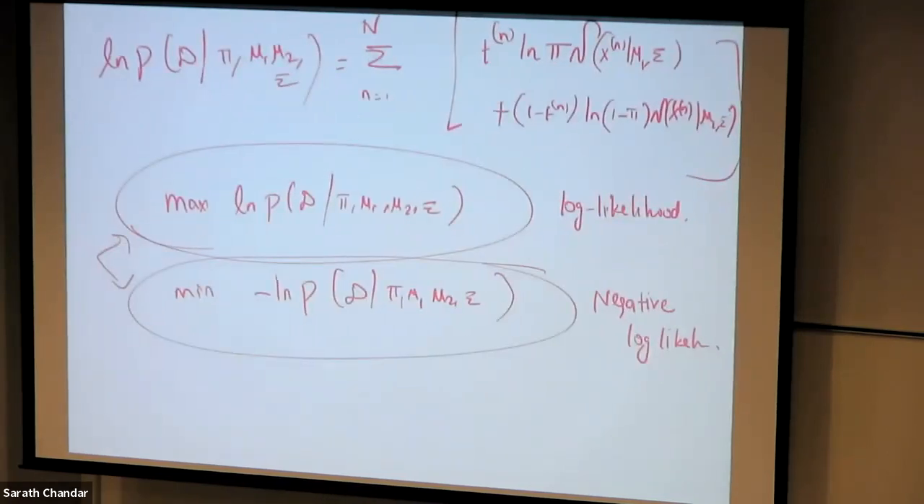Okay, so in general, you can do one of these two things. You can either maximize the log likelihood or minimize the negative log likelihood, NLL. A lot of packages will call this NLL loss, which is basically the negation of log likelihood.